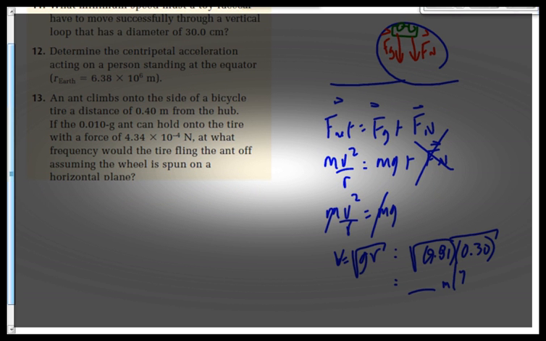You're right, that's the diameter. So what do we got to do with that then, Austin? Good, cut it in half. So it's going to be 0.15 meters. Thank you. Good?